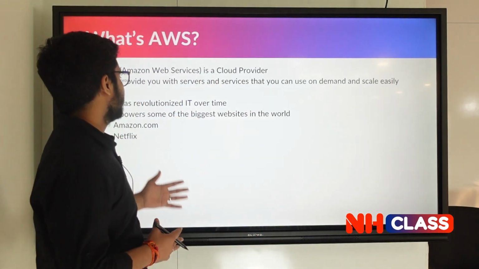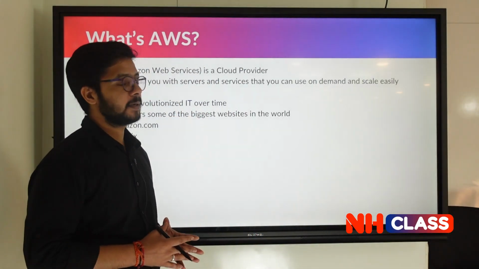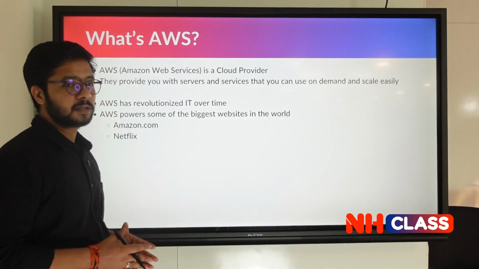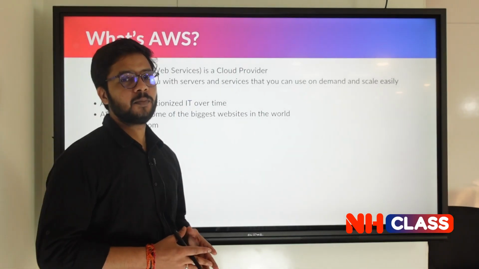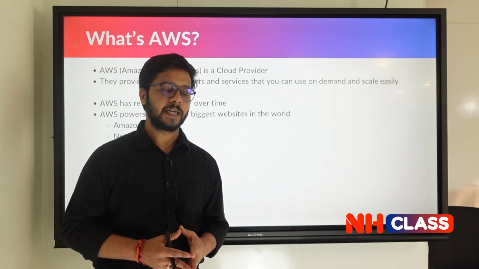AWS powers some of the biggest websites in the world, like Amazon.com and Netflix. Both are on AWS.